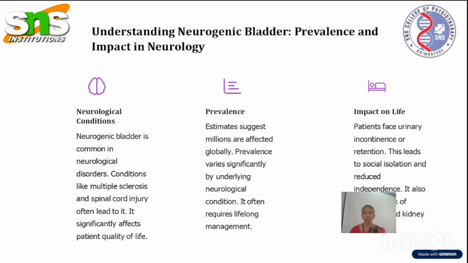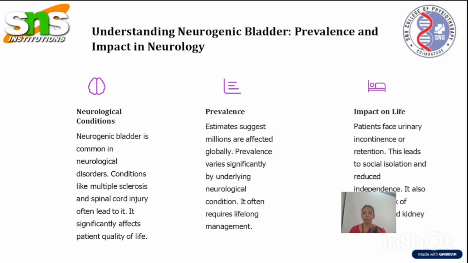Conditions like multiple sclerosis and spinal cord injury are the most common causes of neurogenic bladder. Prevalence estimates suggest that millions are affected globally with neurogenic bladder. It varies significantly by the underlying neurological condition. It often requires long-term and also lifelong management.